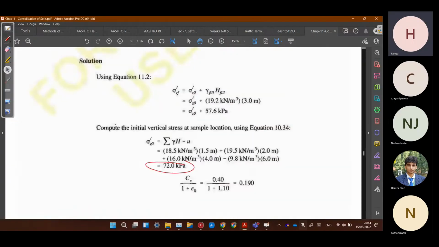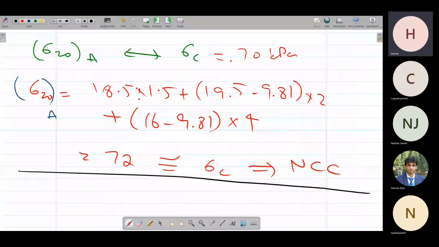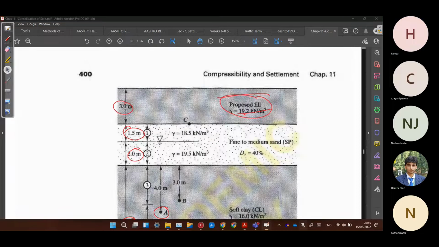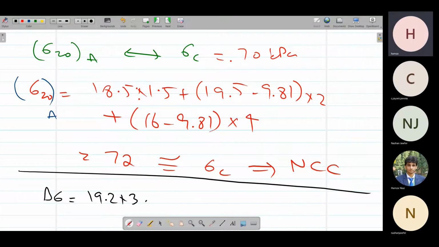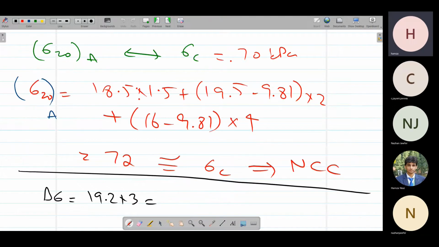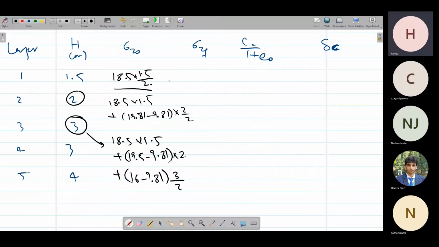If there is no issue, the last thing we have to find is sigma zf. For that we have to find the delta sigma. Delta sigma is simply the proposed fill. The proposed fill is 19.2 and it is 3 meters thick. So the delta sigma would be 19.2 into 3. I have not drawn it here because it may cause confusion. So delta sigma is about 60. Whatever the values of sigma z naught are, simply add 60 to them and we'll get the sigma zf value. Simply add sigma z naught plus delta sigma.